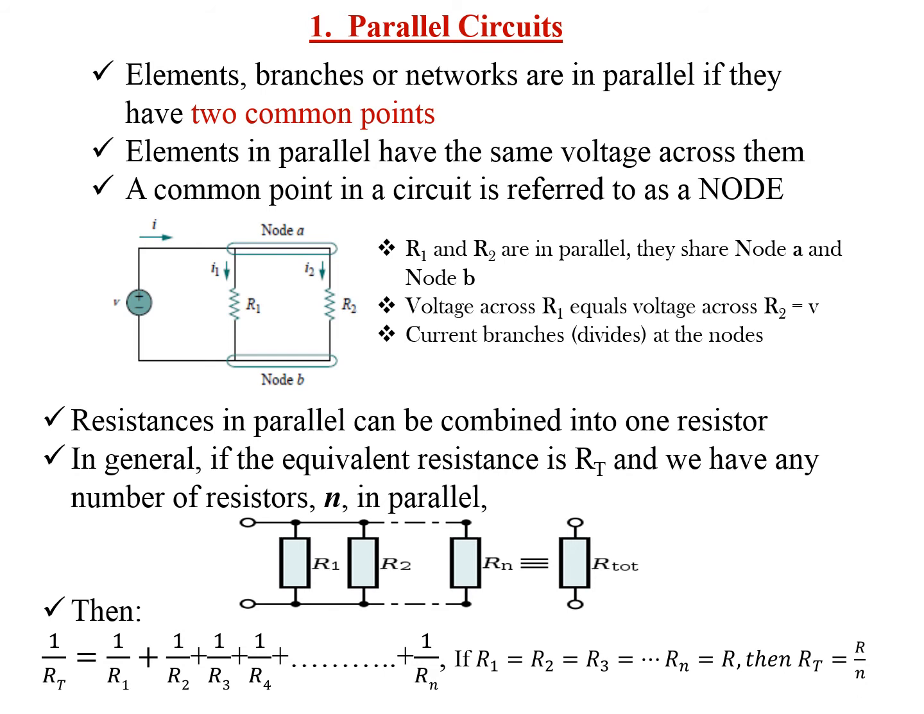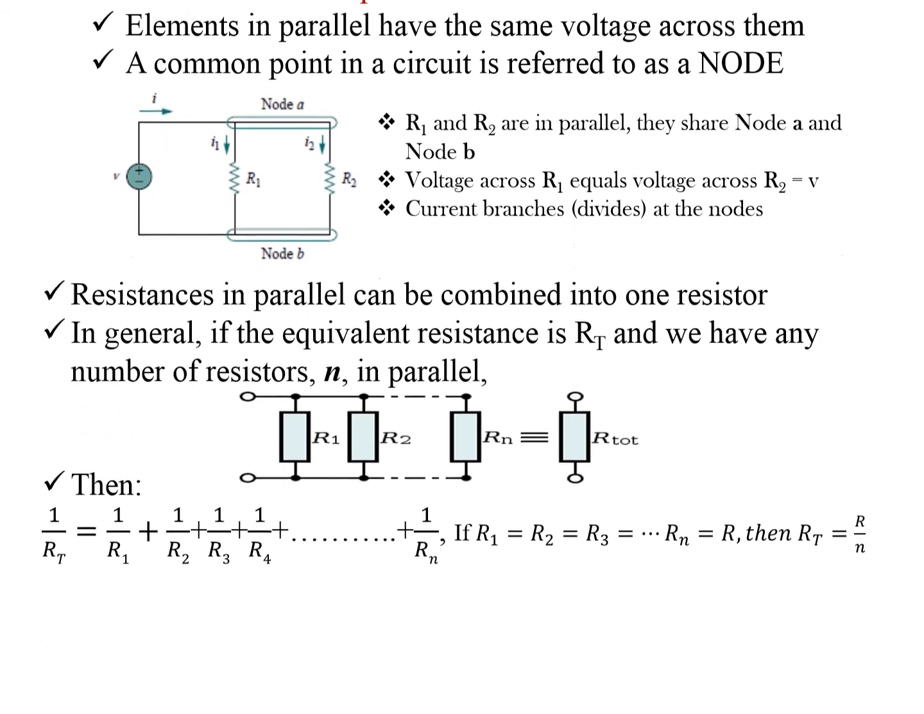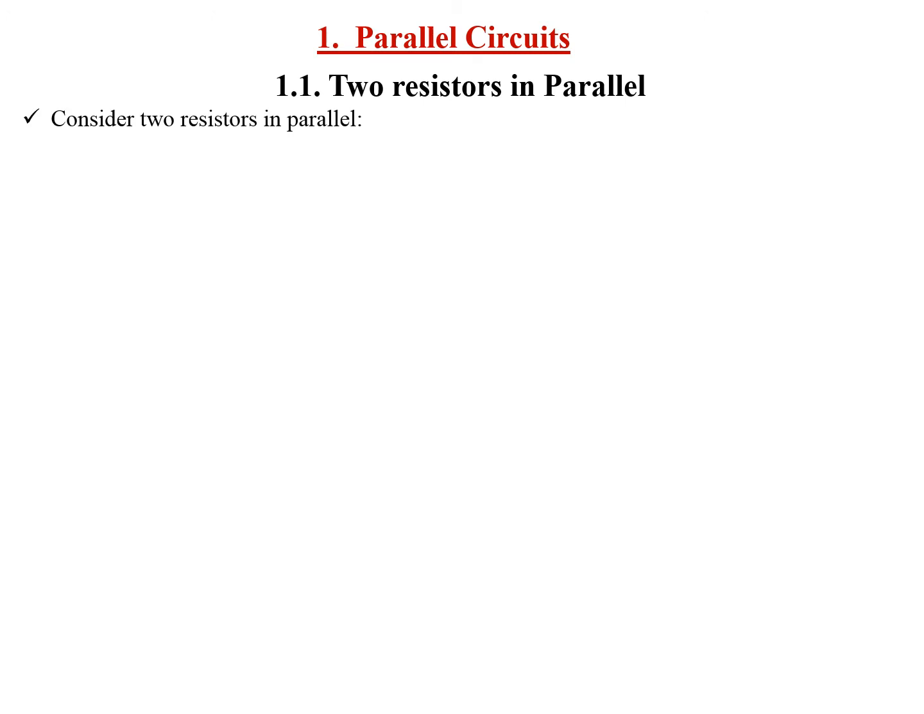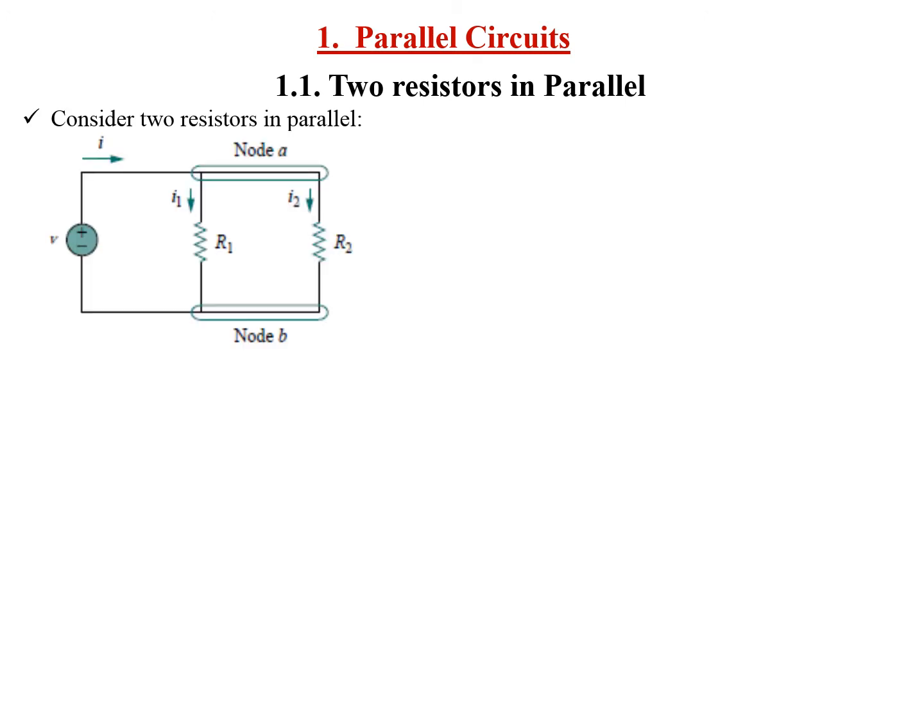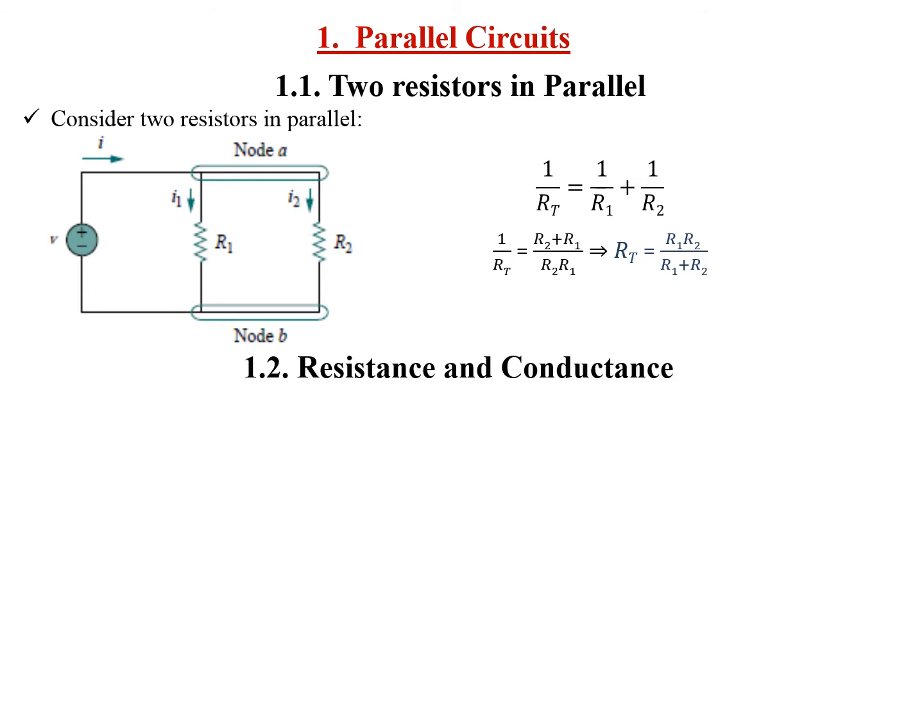But a special case is when all the resistors have the same value, say R, then the total resistance RT is equal to R, the value of one resistor, over N that are in parallel. So if two resistors are in parallel, then 1 over RT is 1 over R1 plus 1 over R2. And if we make RT the subject of the formula, we find that the total resistance is the product of the two resistors over the sum of the two resistors. That is a special case of two resistors in parallel.